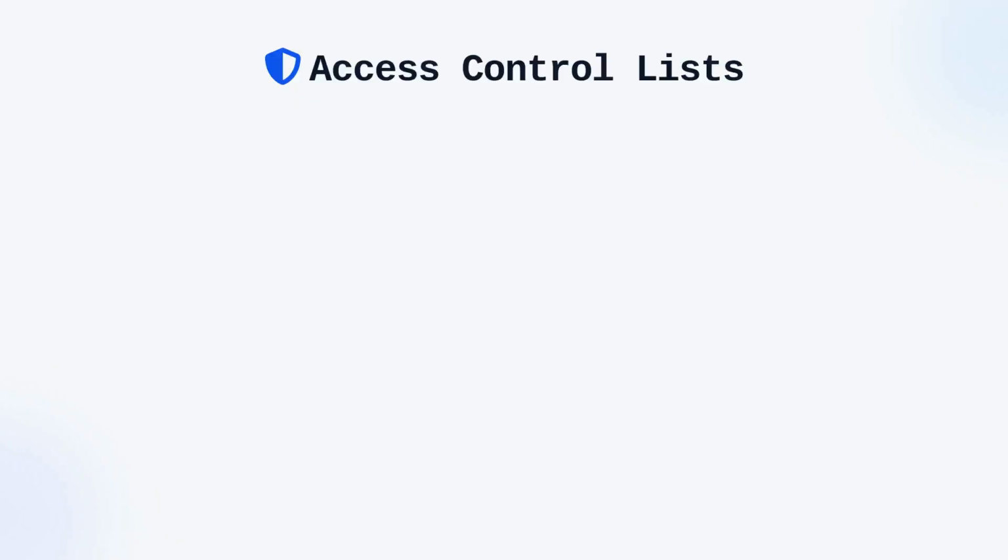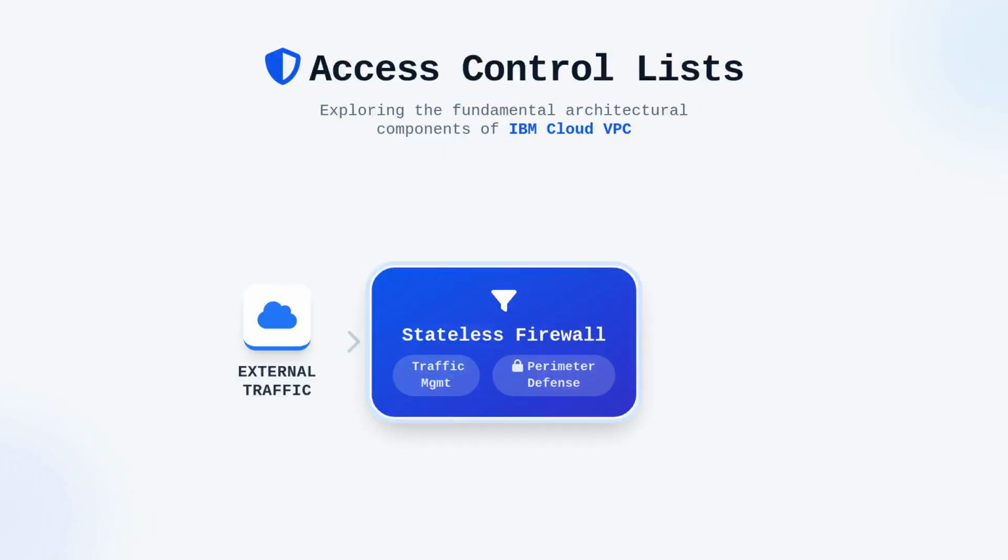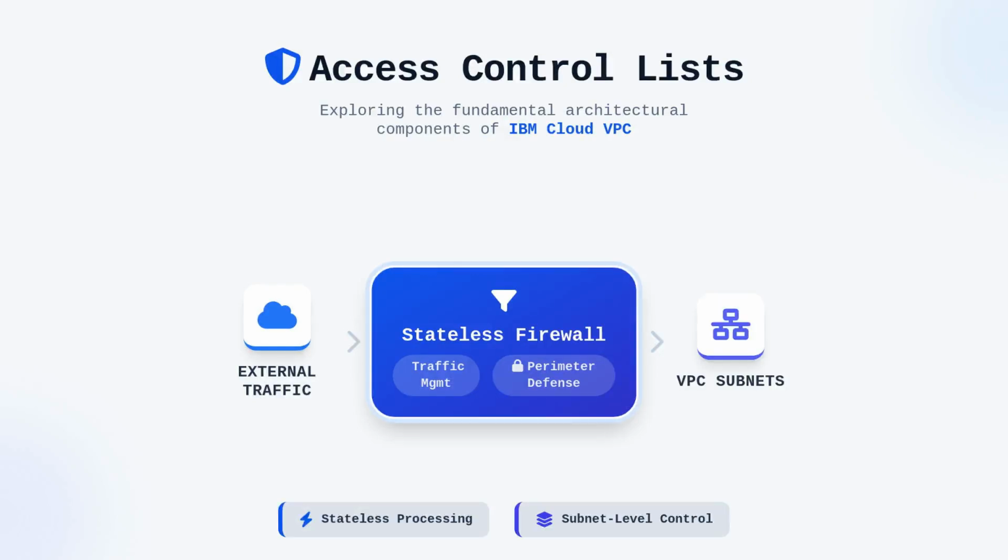Hello, and welcome back. Today we are exploring access control lists as a fundamental architectural component within IBM Cloud virtual private clouds. In this lesson, we will examine how these stateless firewalls serve as the primary defensive perimeter for subnet-level traffic management.